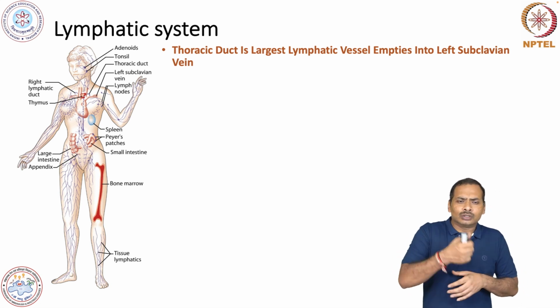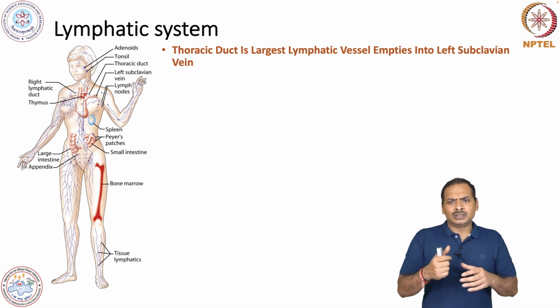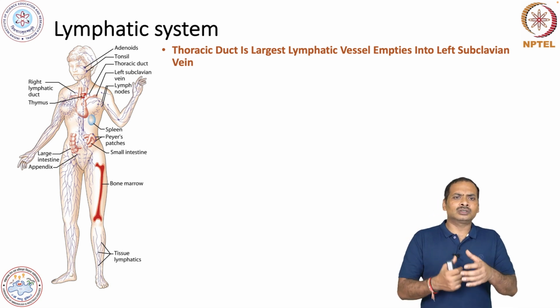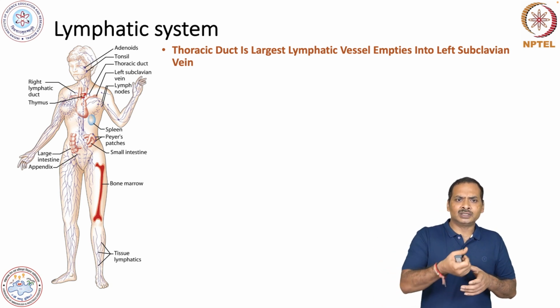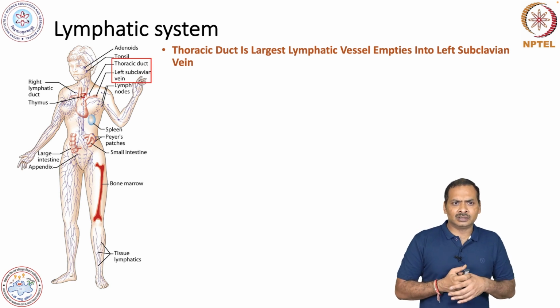Anyway, this lymphatic system works so that whatever fluid is oozing out, or is present in the lymph, is again returned through the thoracic duct or left subclavian vein.